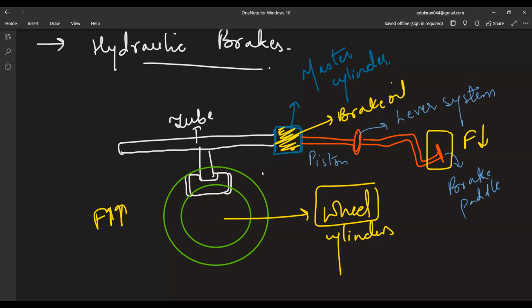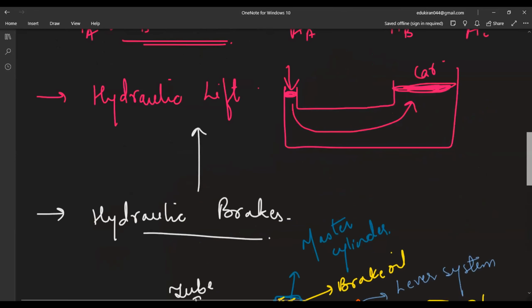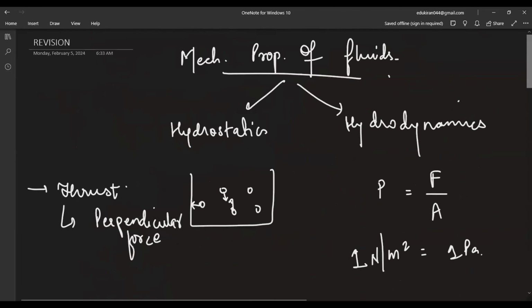That's it. Before we start with the pressure through the liquid column, one question, let us practice. But of course, I want you to have a look through the theory points and write down the hydraulic lift.